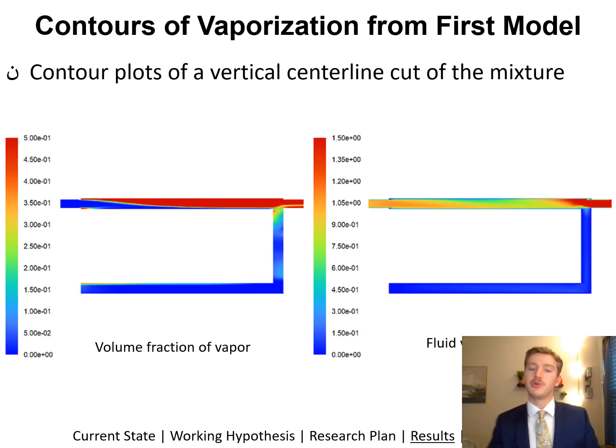The following are two contour plots of a vertical centerline cut of the mixture. The contour plot on the left shows the volume fraction of vapor, in which there is a significant amount above 50%, and the right is the fluid velocity in meters per second, which again shows that there is an increase in velocity at the outlet, which is exactly what we're looking for.